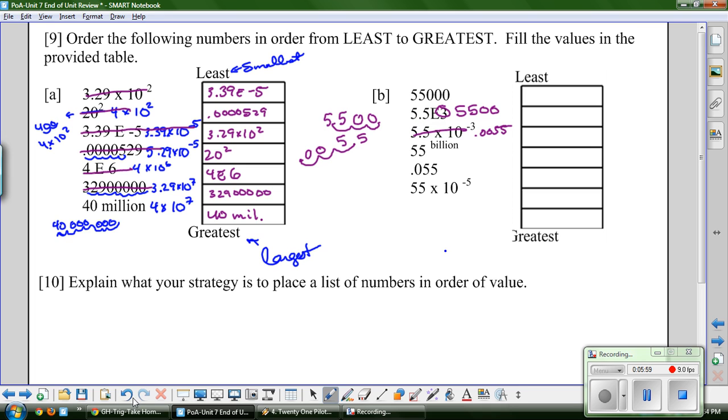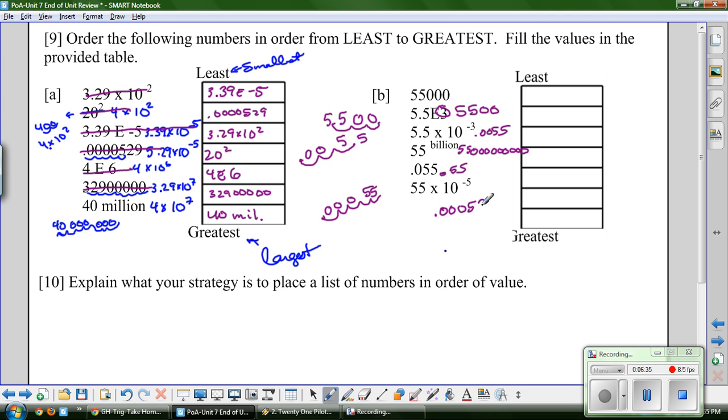Okay, 55 billion. Well, 55, and I'm going to run over in here, but that's going to be okay. So that's 55,000 million, and then billion. So it's million, billion. Okay, 0.55 is already done for us. And then 55, and then negative 5. So that's going to be 1, 2, 3, 4, 5. Okay, so 0.00055. Okay, so now when we're ordering from least to greatest, it should be pretty straightforward.